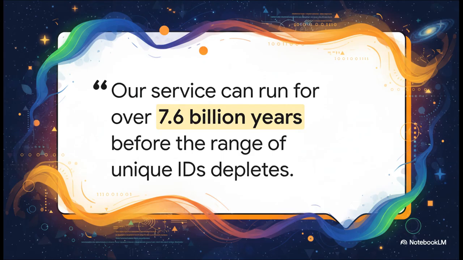But here is the truly mind-blowing part. Because that sequencer we talked about uses a 64-bit number, the system will not run out of unique IDs for, wait for it, over 7.6 trillion years. No, that is not a typo. Trillion with a T. This thing isn't just built for the long haul. It's built for a future we can't even begin to imagine.